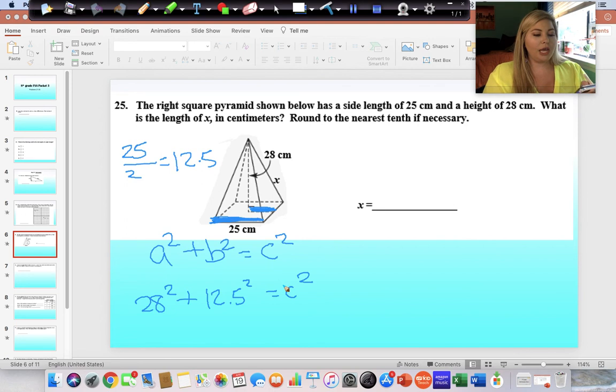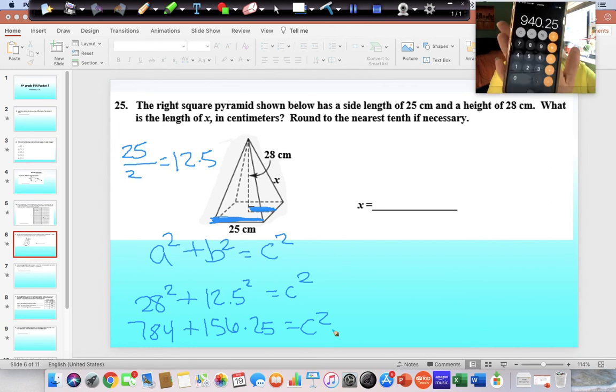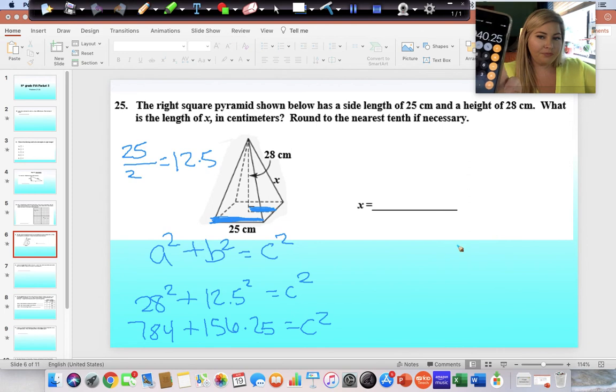So now we do 28 squared in our calculator. 28 times 28 gives us 784. And 12.5 times 12.5 gives us 156 and 25/100ths. So we are going to add that to 784. And we get 940 and 25/100ths, which is equal to c squared.